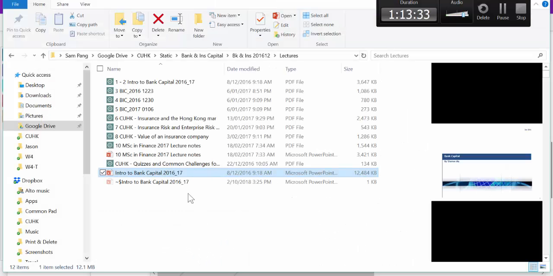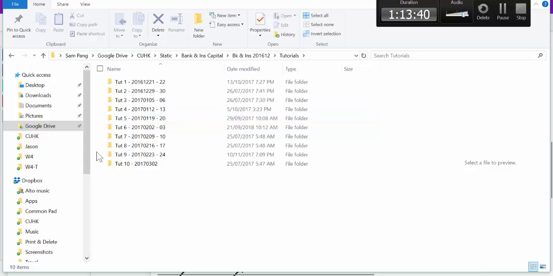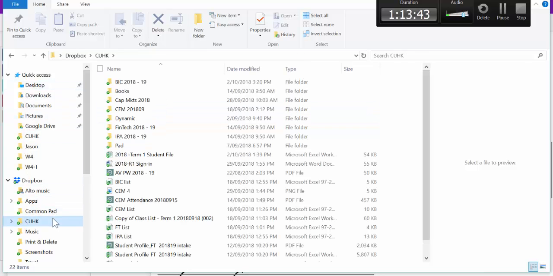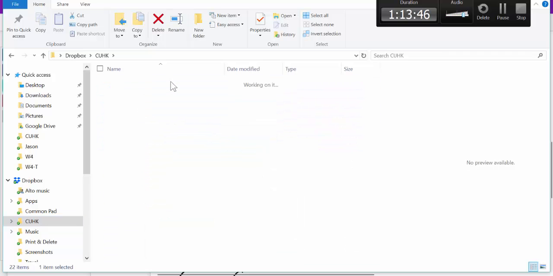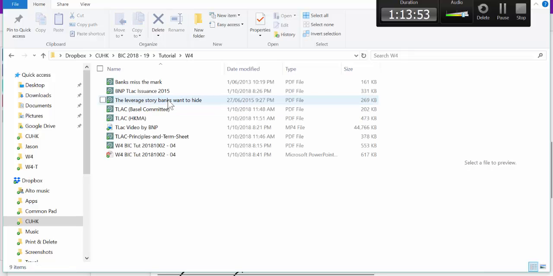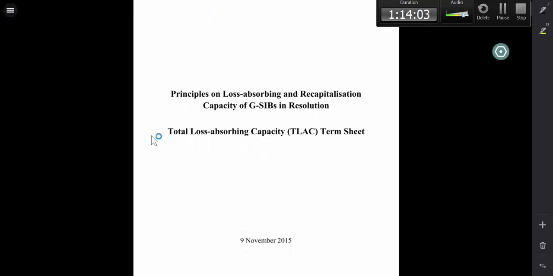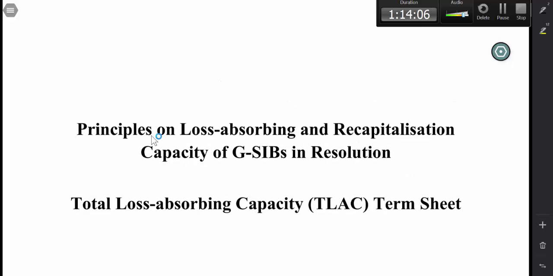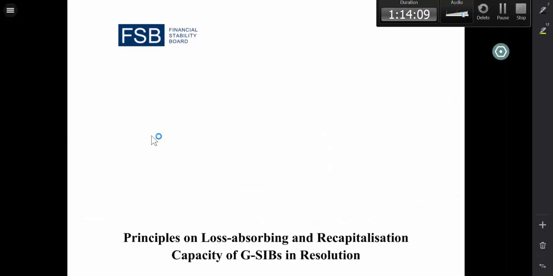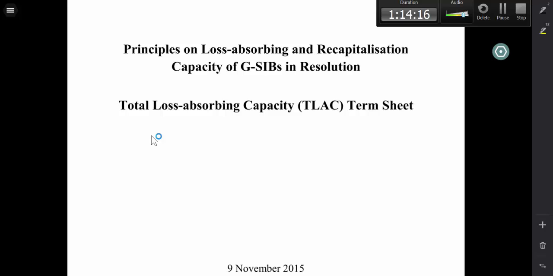So after they had a meeting in St. Petersburg, the G20 actually asked the regulators to come up with some proposals, and they came up with a term sheet. I always find that funny. Term sheets are when you are doing deals in an iBank. That's when you issue a term sheet. But the Financial Stability Board issued a term sheet on what TLAC is and who needs to observe that.